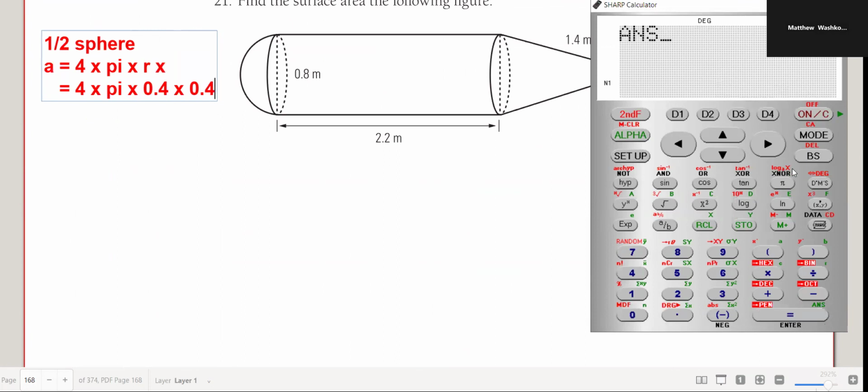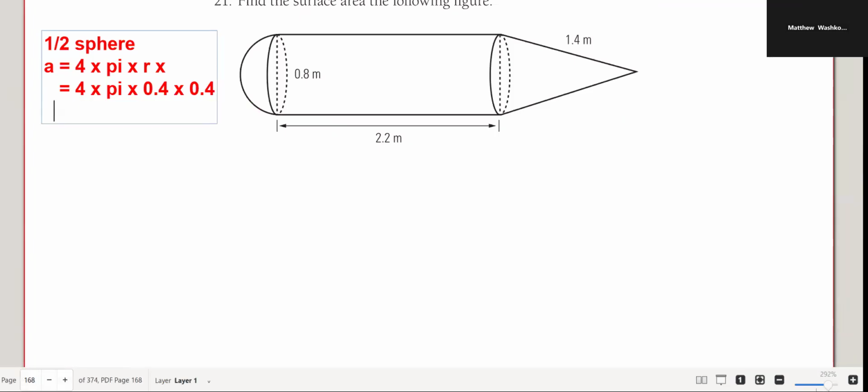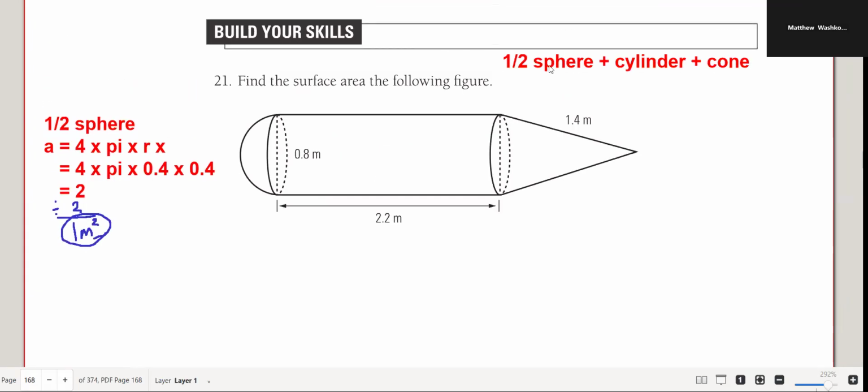Oh, that's not what I meant to do. 2, we're just going to say 2. The surface area of a full sphere is 2. If I divide that by 2, it's 1 meter squared. So that's the half sphere. Check. Now I'm going to do the cylinder.